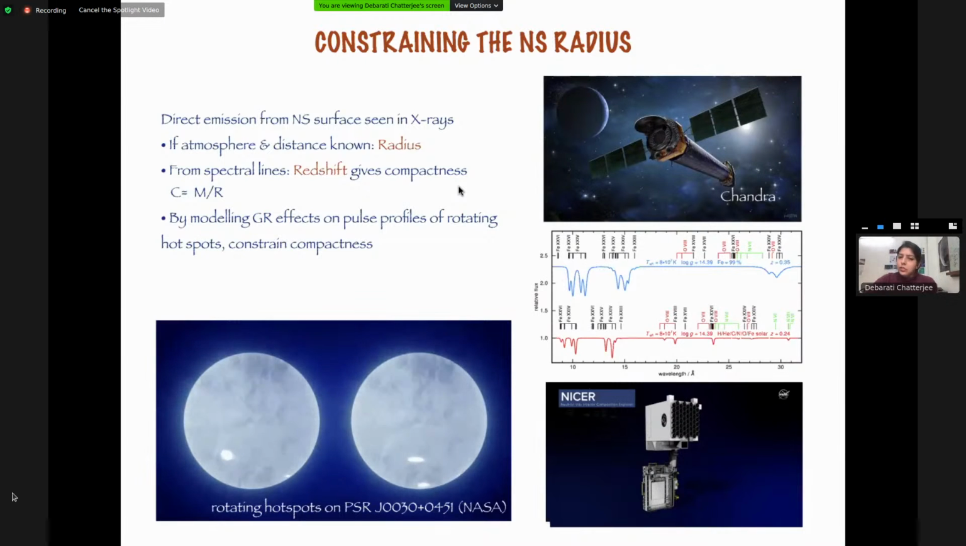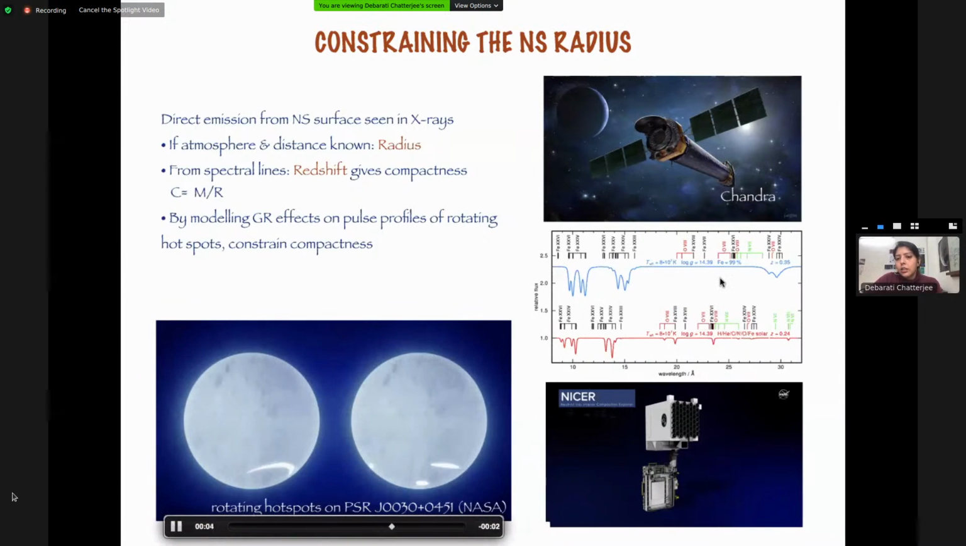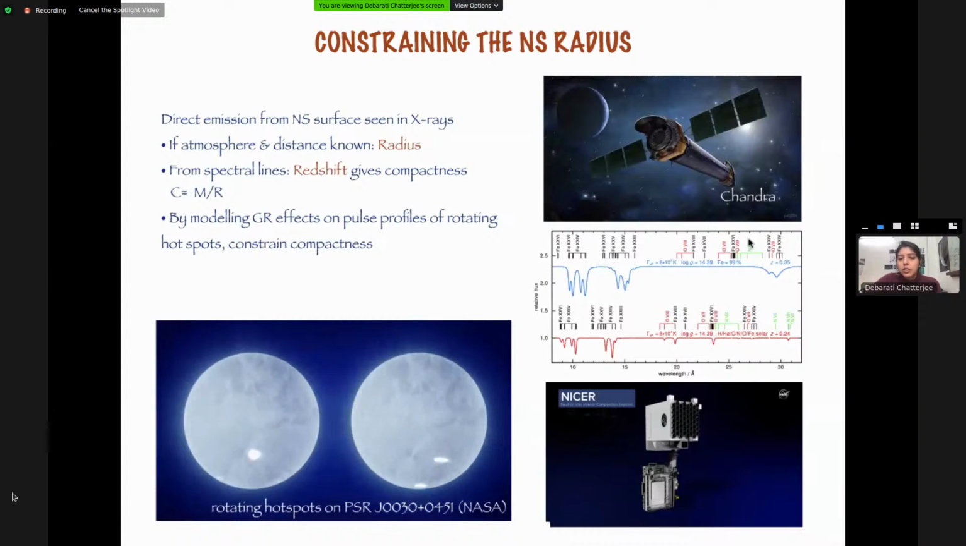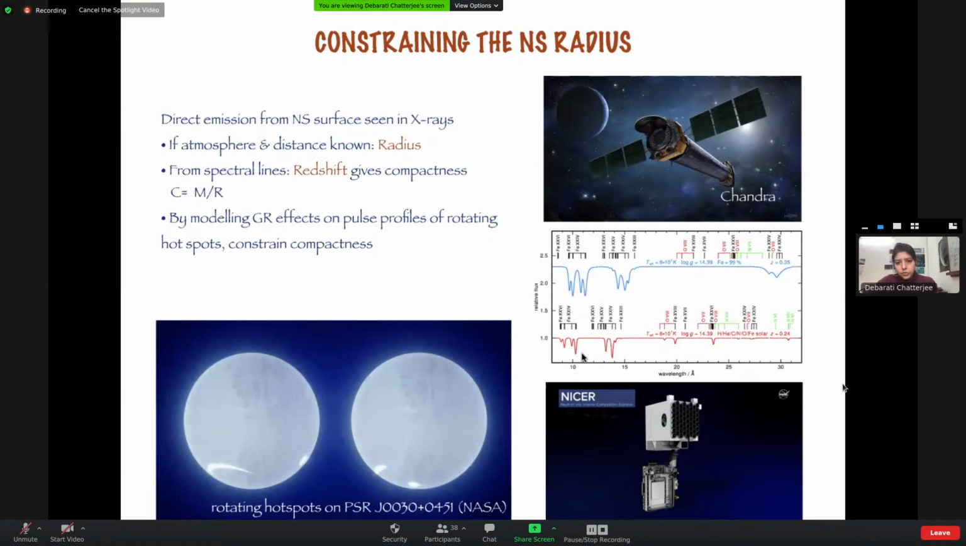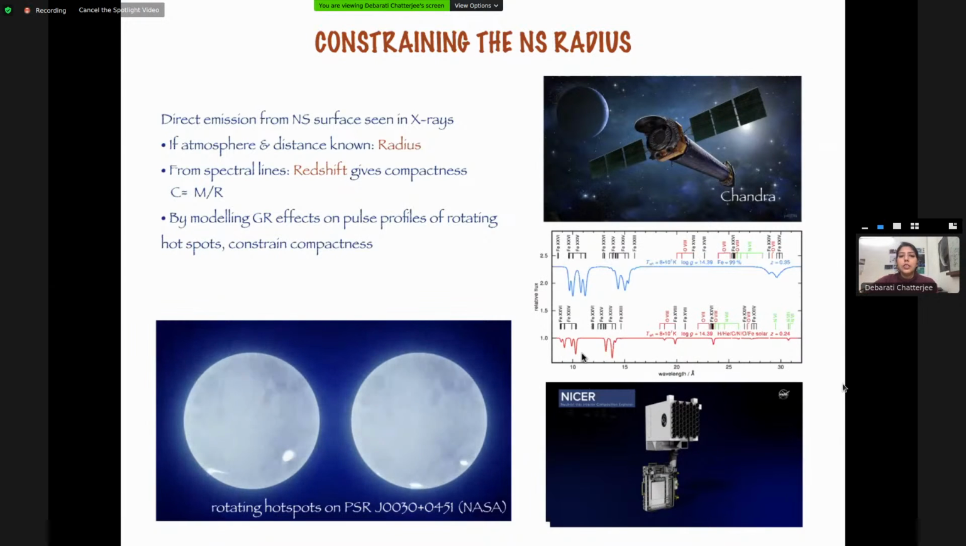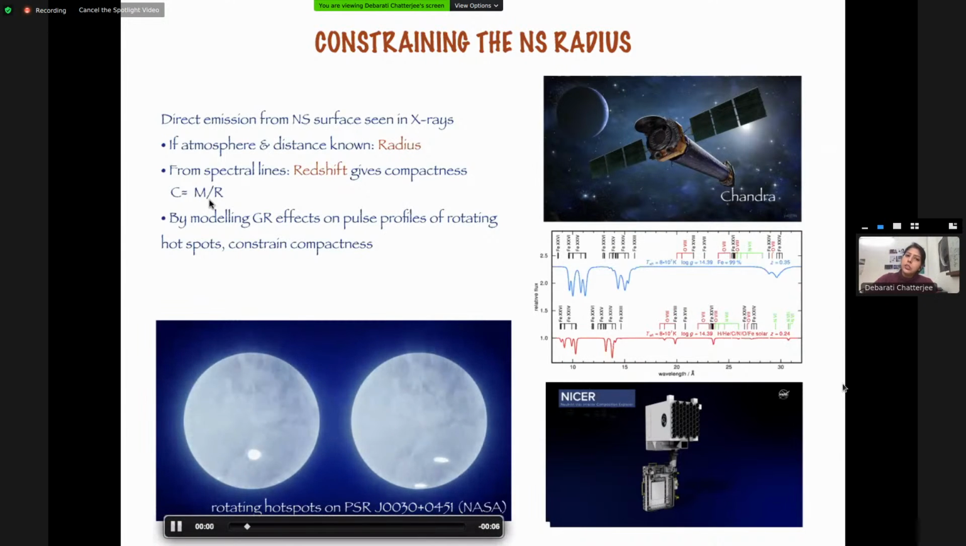There are some other observations that can help us put some constraints on radius, like I mentioned earlier, the gravitational redshift. On the right-hand figure, there are these absorption features seen in the thermal spectra, and from these spectral lines we can determine the gravitational redshift. If you see the calculation, the redshift is related to the compactness of the neutron star, and compactness is the ratio of mass to the radius.